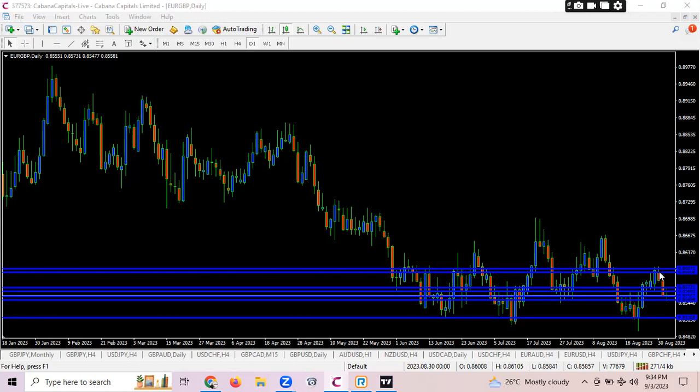Okay, sir. If you don't want to wait for the pullback, you can go in with a small lot size. Let's say you trade with 0.05, you can go in with 0.01 or 0.02. When price now pulls back to the resistance which has become a support, you can now go in with the remaining 0.03 lot size. I hope that is clear. Yes.